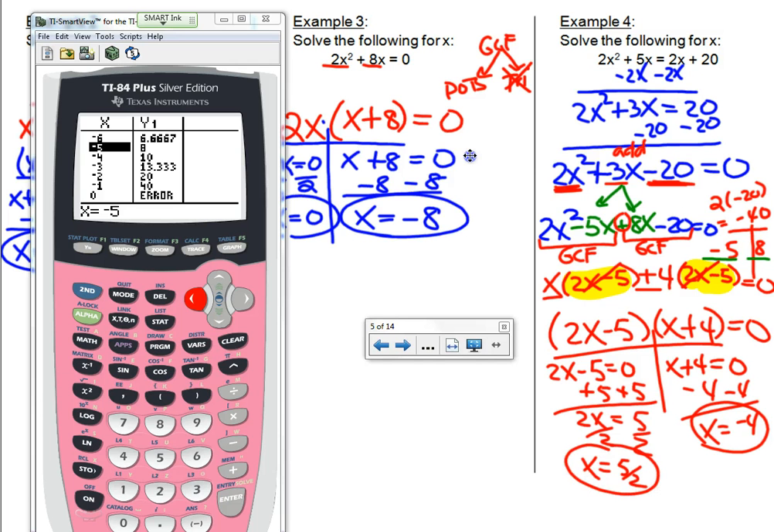So all of this lesson today is dependent upon your factoring ability. You have to factor everything, and if you can't factor, then that's just going to be the issue in today's lesson.